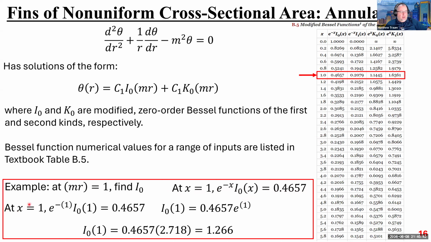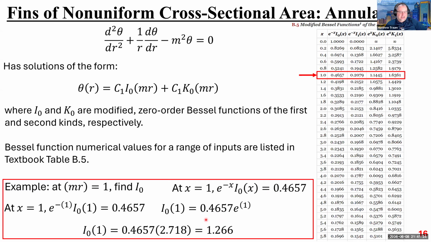And I'm going to plug in X equals 1. So I get e to the minus 1, right? Because it was X, now it's 1, multiplied by the Bessel function at 1 is equal to 0.4657. And now I'm going to multiply both sides by e to the 1, and it gets canceled over here. It just becomes 1, and then it appears on the other side. E to the 1 is approximately 2.718. If you're a super savant, you know it to more decimal places. I don't need it to that many decimal places for this example. And so I'm just going to multiply that 2.718 by my original tabulated value, and out pops 1.266, right?